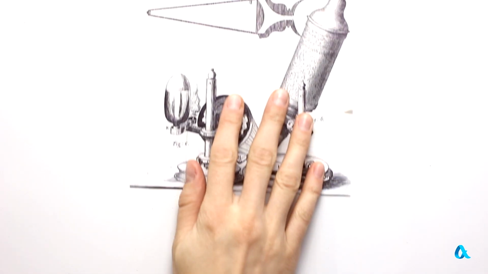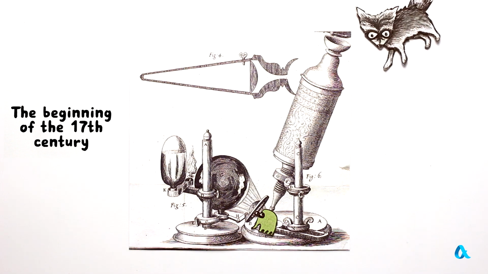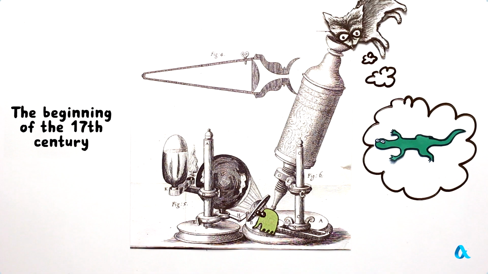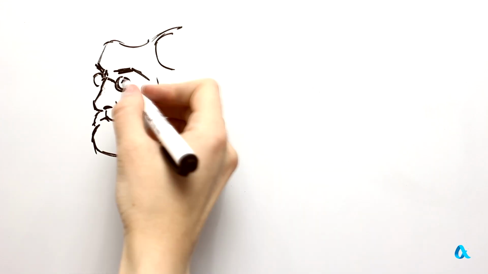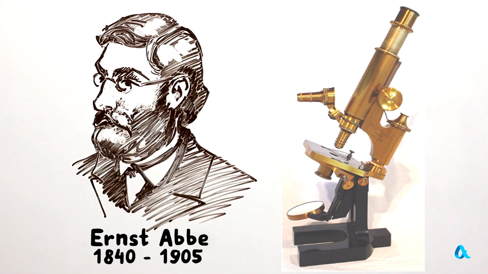The basic type of microscope that we have just considered was invented in the beginning of the 17th century. Its invention is attributed to different individuals. This type of microscope cannot provide really strong magnification due to great optical distortions. A German scientist, Ernst Abbe, suggested significantly more sophisticated types of microscopes in the second half of the 19th century.